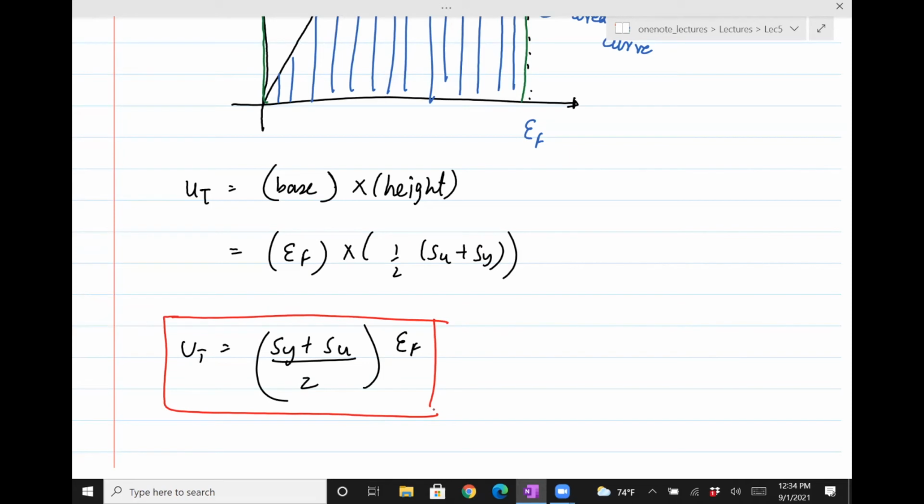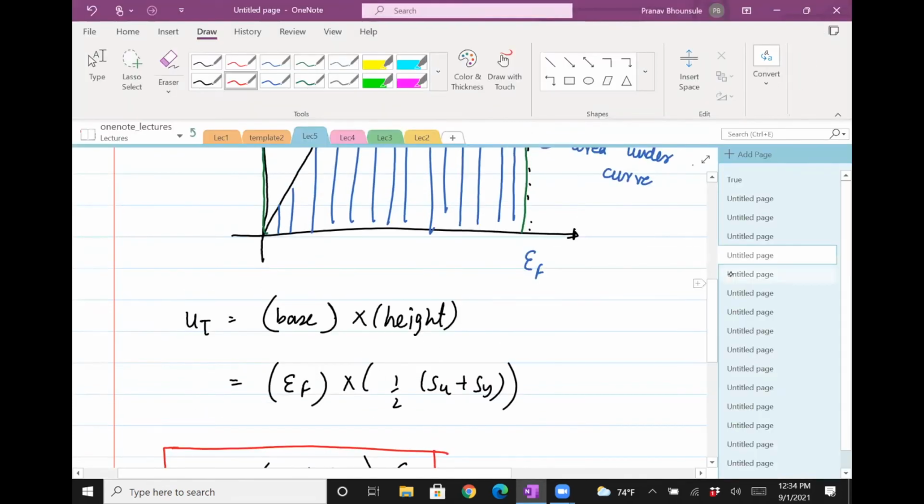Have you done this before in strength of materials? Probably learned this. Okay, so this is just a review. We'll get to tougher things as we proceed, but this is the core of what we do in design: use these measures to do useful things.